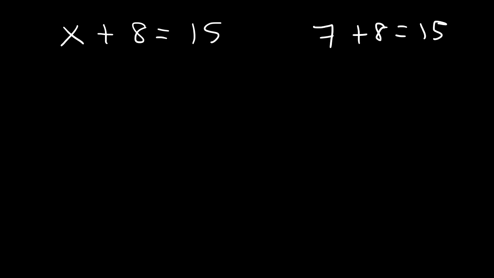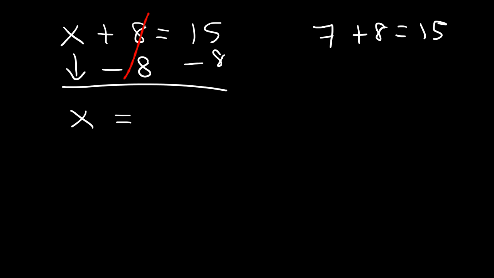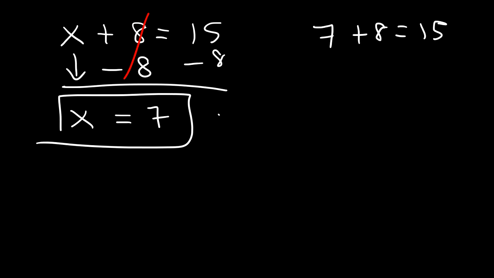Now the opposite of addition is subtraction. So to get rid of the 8 on the left, we need to subtract both sides by 8. 8 plus negative 8 is 0. So now what we have left over is x is equal to 15 minus 8, which is 7. And so that's how you could find the value of x. Let's look at another example.